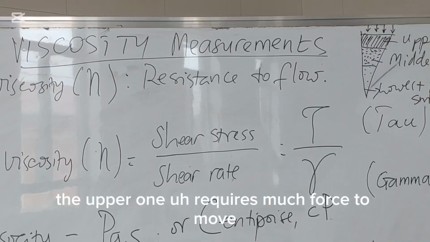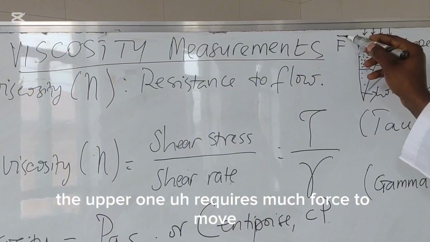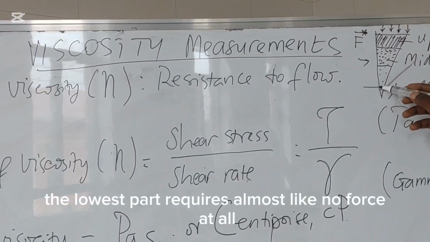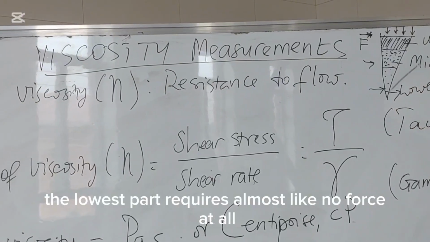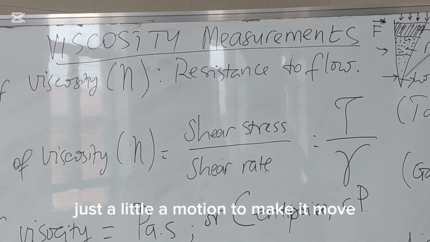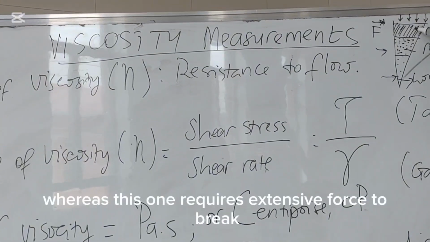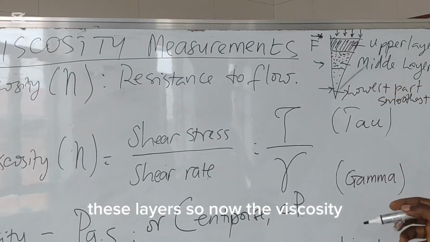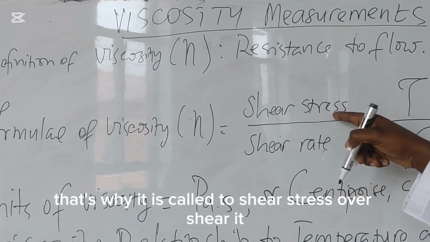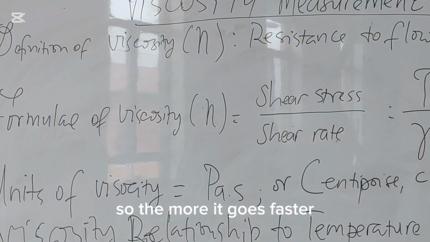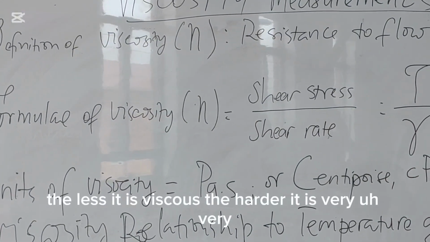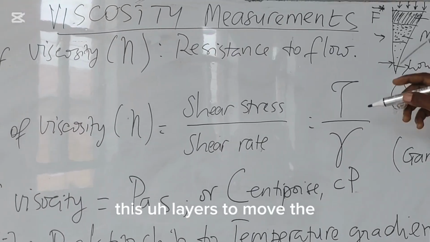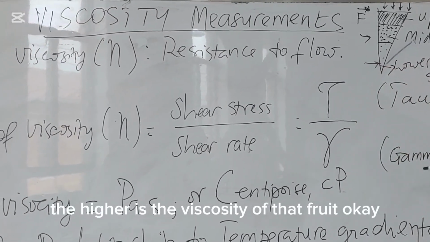The upper one requires much force to move, whereas the middle one requires less force, and the lowest part requires almost no force at all, just a little motion to make it move, whereas this one requires extensive force to break these layers. So that's why viscosity is equal to shear stress over shear rate. The faster it goes, the less viscous it is. The harder it is for these layers to move, the higher the viscosity of that fluid.